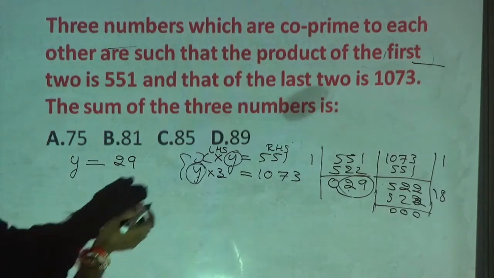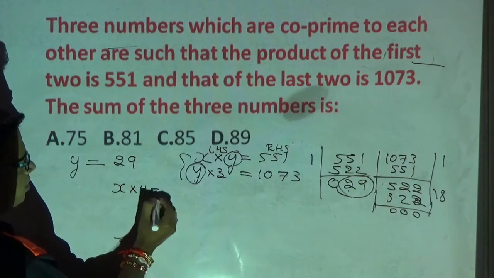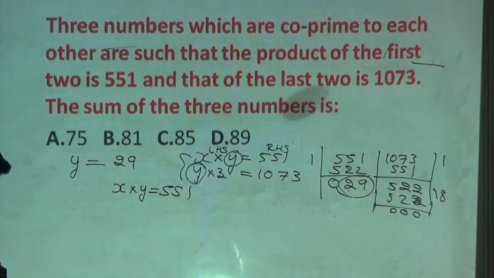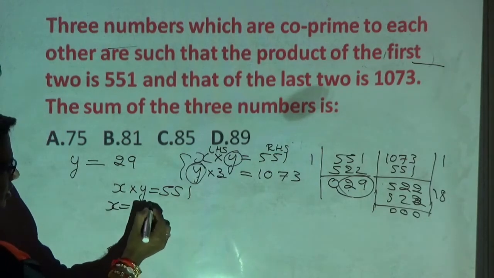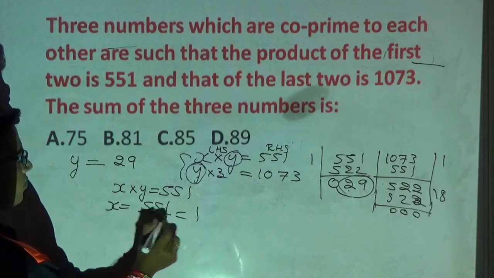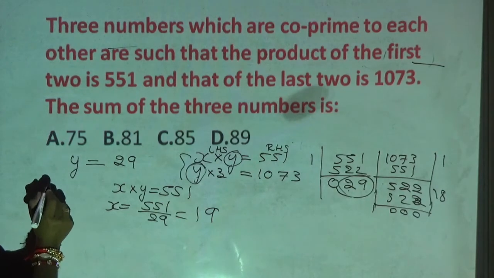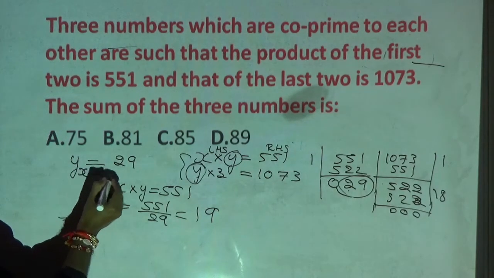Now, if I know Y, I can substitute here. X into Y will be equal to what? 551, right? X into Y is 551. Therefore, what is your X? 551 divided by 29. 19 times. Therefore, what is your X? X is 19. Y is equal to 29 and X is 19.